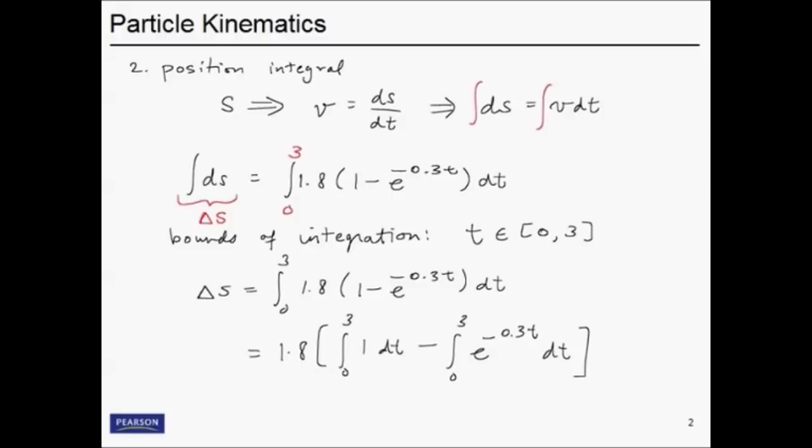Now this first integral, you can see clearly this one is just going to be equal to 3. That's an easy one to do. Now the question is, what about this integral right here? There's a little bit of work to do there, and we're going to do that work on the next page. Let me stick with the red color here, and let's just focus on that one piece of the integral. So an integral from 0 to 3 of e to the minus 0.3 t dt.